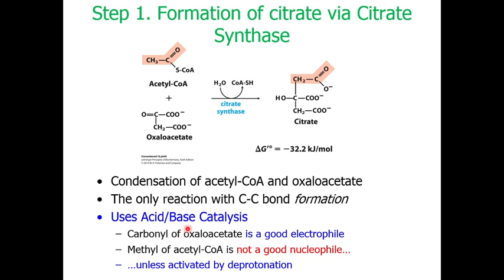This enzyme uses acid-base catalysis. As you know, the carbonyl of oxaloacetate is a good electrophile, and the methyl of acetyl-CoA is a good nucleophile because it's next to a carbonyl carbon, and the hydrogen in this methyl group is acidic. So there is an aldol condensation-like reaction that happens to form citrate.